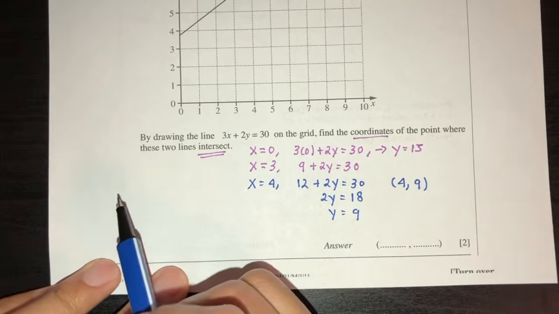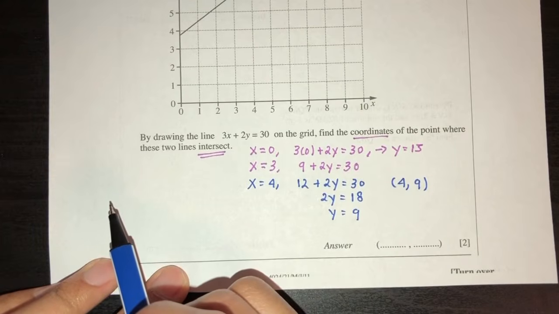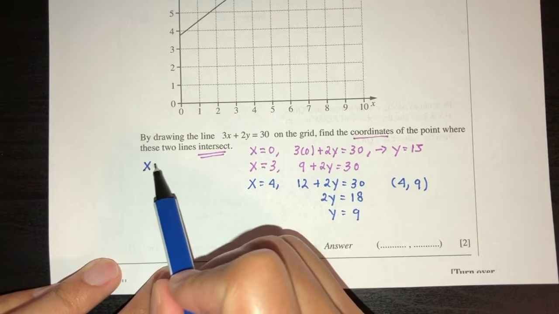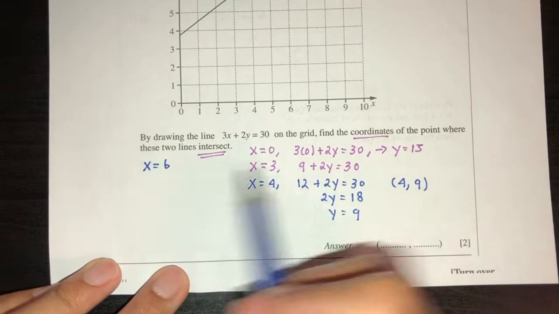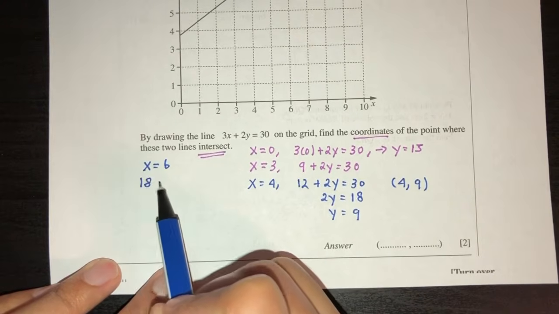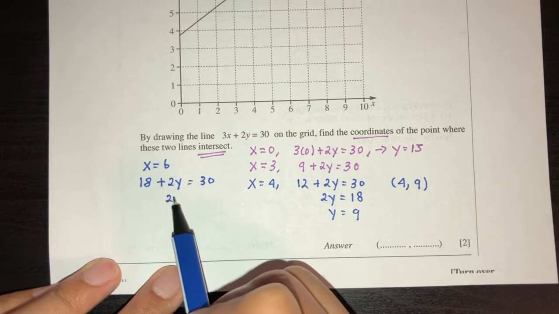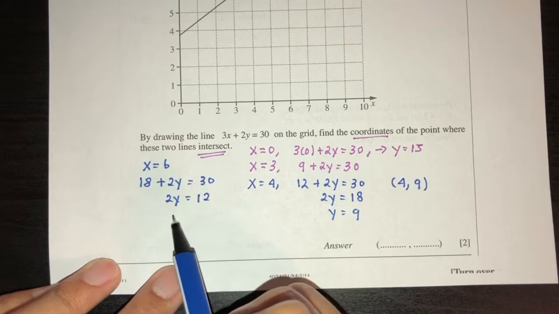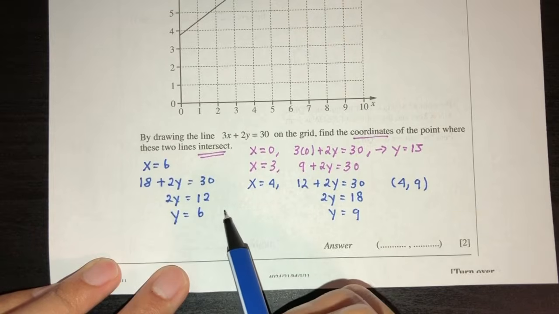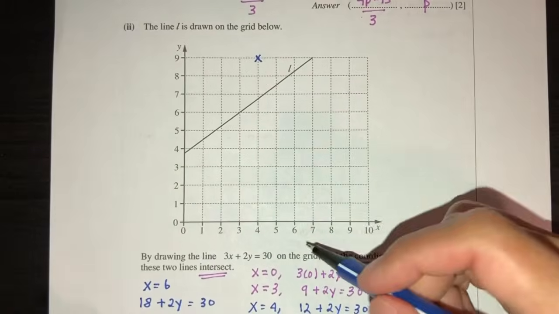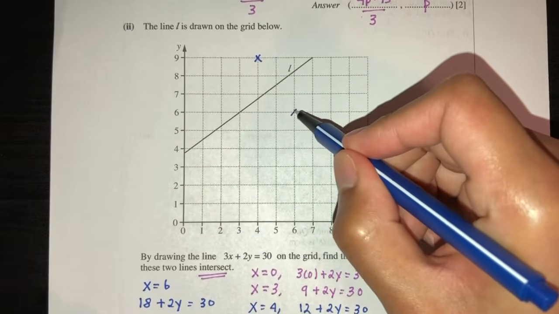And let's use another point. Let's see, what can we use? So let's use x as 6. What is the value of y? That will be 3 times 6, which is 18, plus 2y equal to 30. 2y is equal to 12. Y is equal to 6. The point will be (6, 6). (6, 6) will be right here.